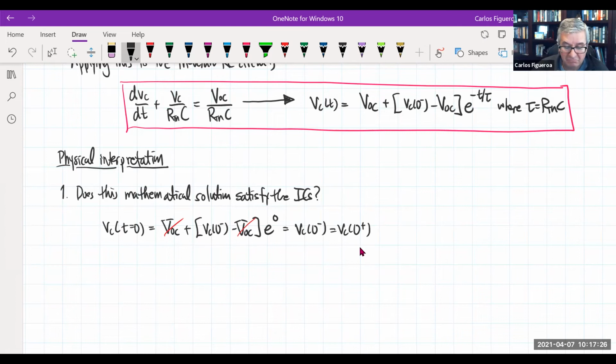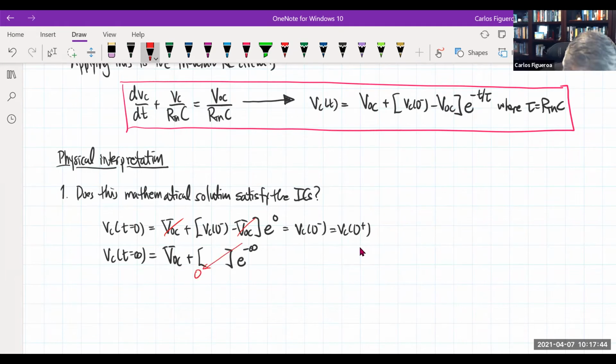Now, remember, of course, VC of 0 minus is the same as VC of 0 plus. So that looks good. The other thing that we should see here is VC of t equal to infinity. I'm going to get VOC plus this whole quantity times e to the negative infinity. Anything to negative infinity like this is going to give me 0. So again, I get my final steady state of VOC. So far, so good.